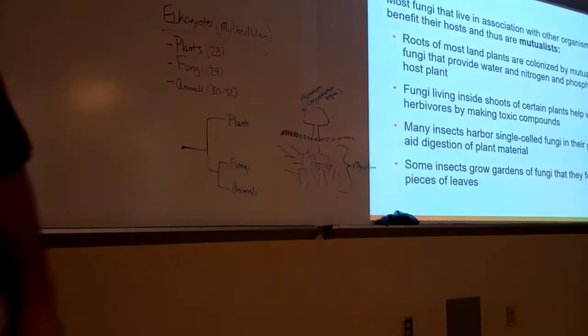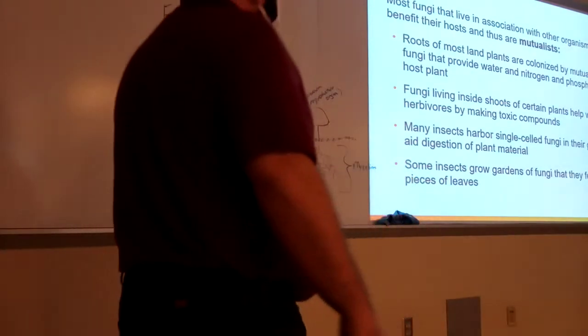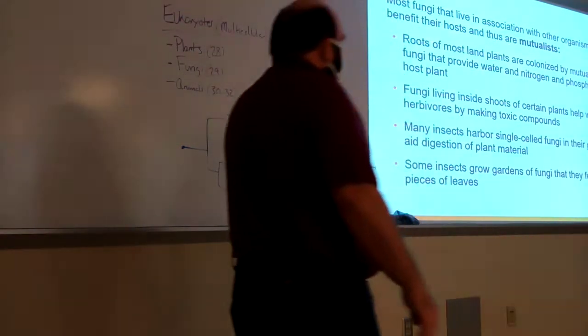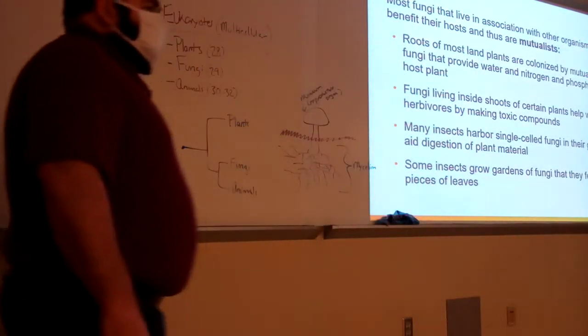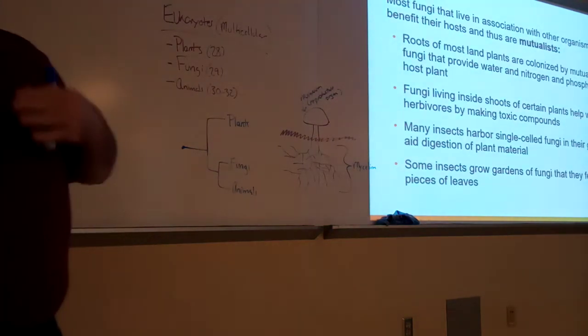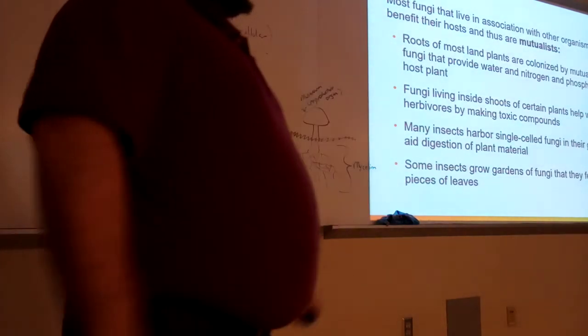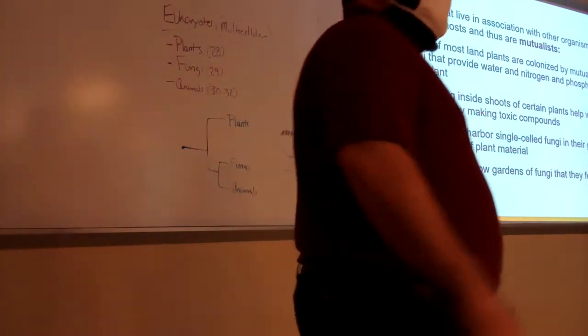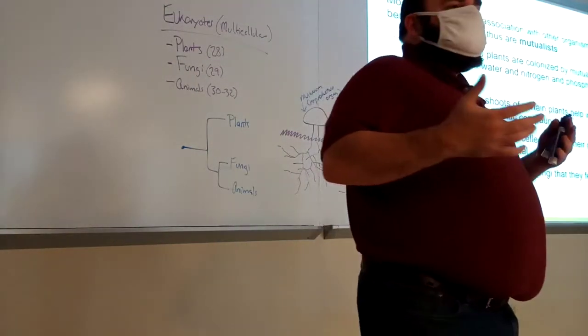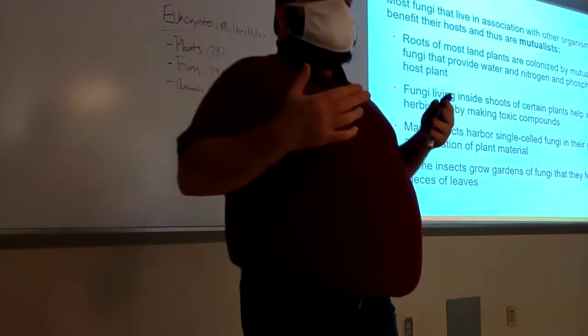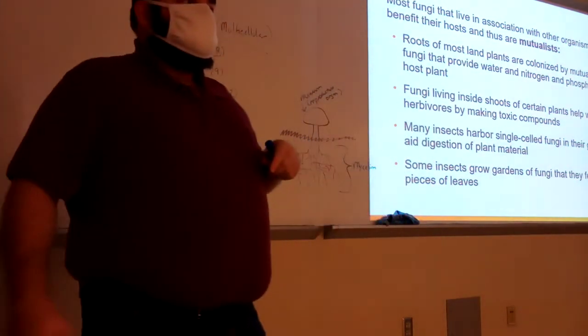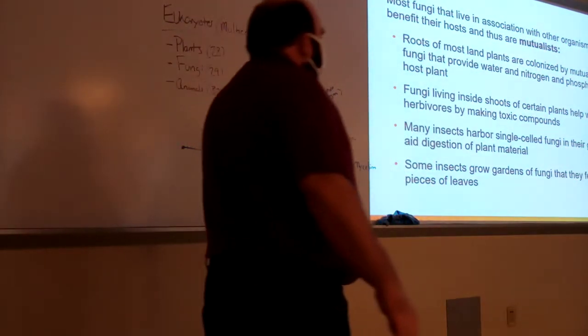So it says many fungi that live in association with other organisms benefit their hosts, and thus are what we call mutualists. Okay? Now, a mutualist is an organism that carries out a symbiotic relationship with another organism, and it has to be a mutual type of association. That means both organisms benefit from their association. That's what mutualism is. So it's a type of symbiosis where both organisms benefit.